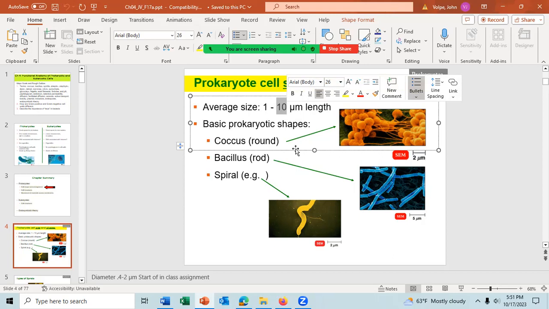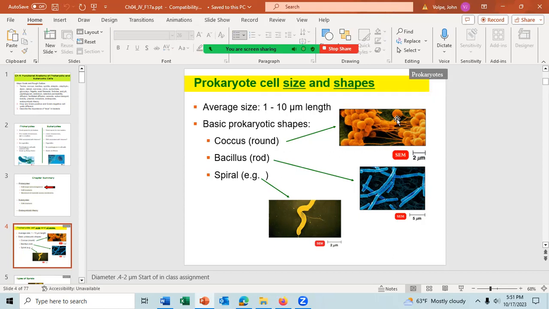The basic prokaryote shapes: most prokaryotes are cocci, shown here. That is a round ball-like shape. The second are bacilli, a rod, shown here or there. And then the third is a spiral, shown here. There are other prokaryote shapes, but most of them are a derivative of one of these three main shapes.